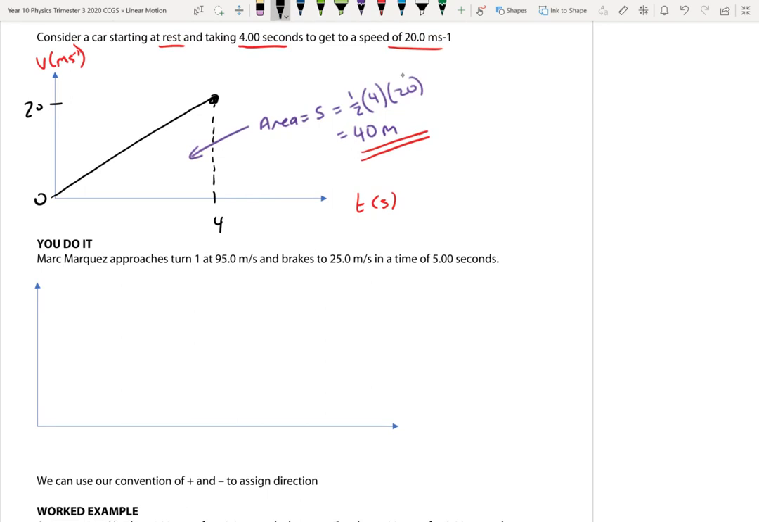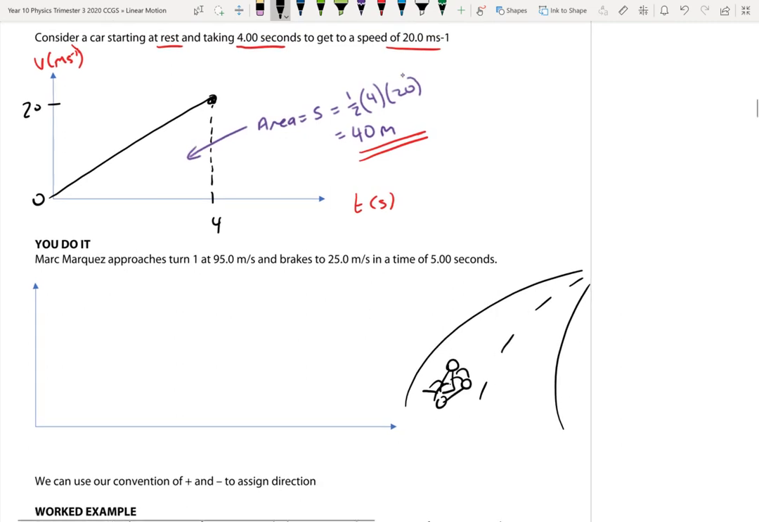Now for the next one, I'm going to try and draw this little motorcycle. Marc Marquez, there we go, close enough. Marc Marquez is approaching a corner. He's somehow off the road. Let's try that again. Approaching a corner. Okay. He needs to decelerate.